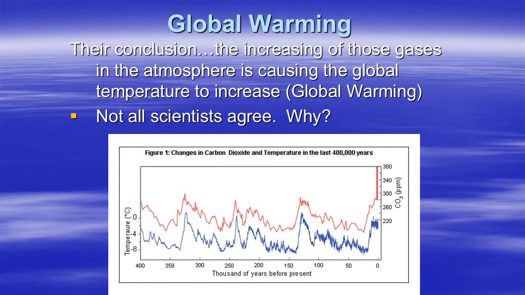Notice it says here that not all scientists agree. Most scientists agree with this here. There are some scientists who have other theories as to what's causing the temperature to rise on the planet. One of the theories is with sunspots. When the sunspots are facing the Earth, the temperature tends to go up. But most scientists agree with the global warming being caused by greenhouse gases.